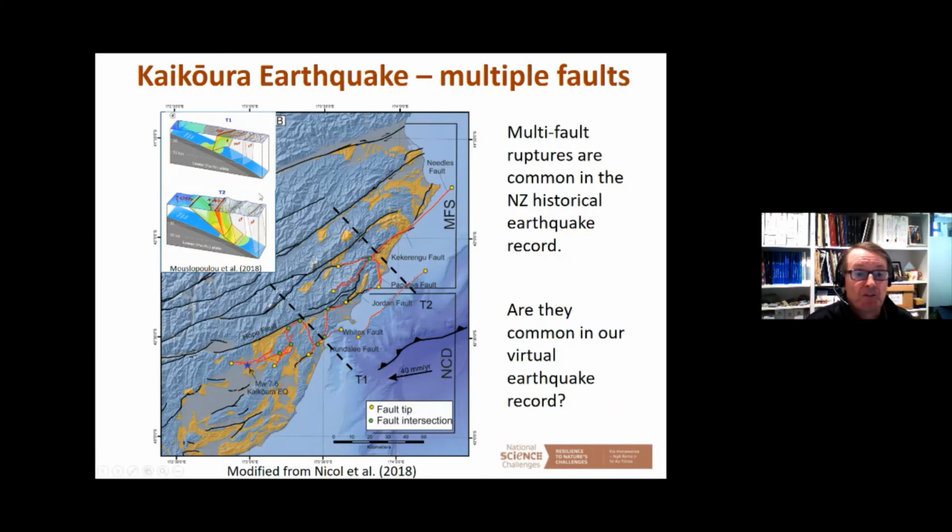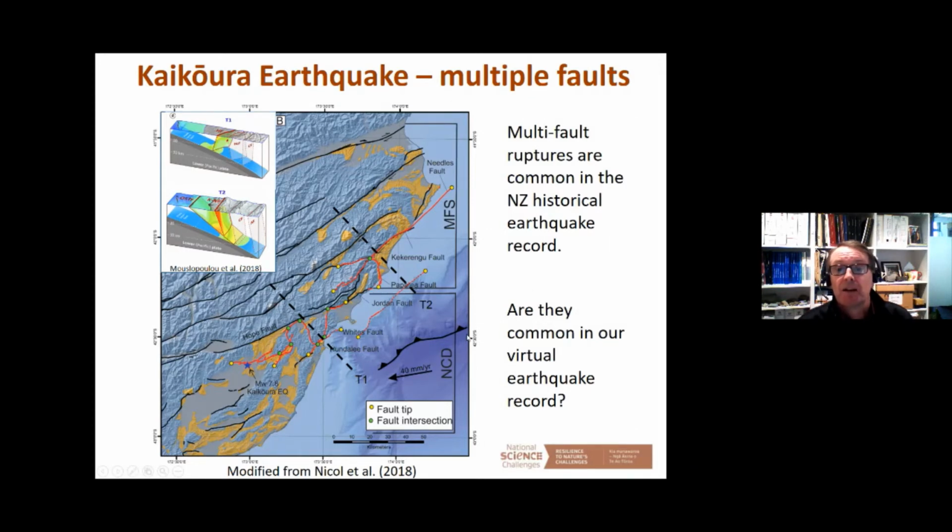Actually, before I move on to the next slide, I'll just point out that these faults here, the red lines, they're the faults that ruptured the ground surface. We also think that the subduction thrust, which comes under Marlborough in this direction here, dips under Marlborough, that also ruptured in the earthquake, and you can kind of see that in these schematic diagrams on the top left.